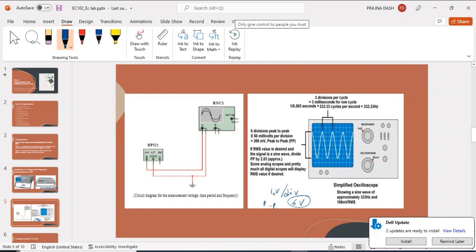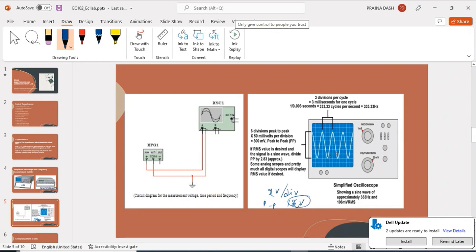Likewise, suppose the knob is set to 2 volts per division. In that case, for each division it is 2 volt, and when 6 divisions are covered, the voltage is 12 volt. So the peak to peak voltage is 12 volt. If you want to calculate from the middle line, which is the 0 level, to one peak, then this will be half of this. So for only 1 peak, you have to consider 3 divisions.